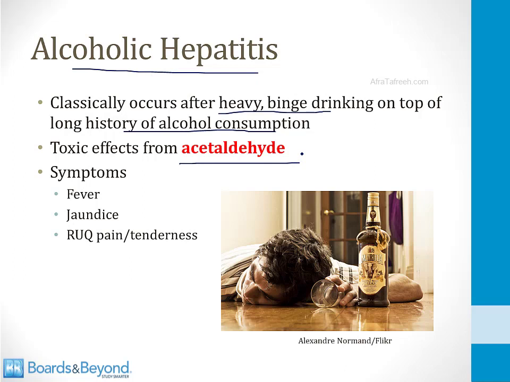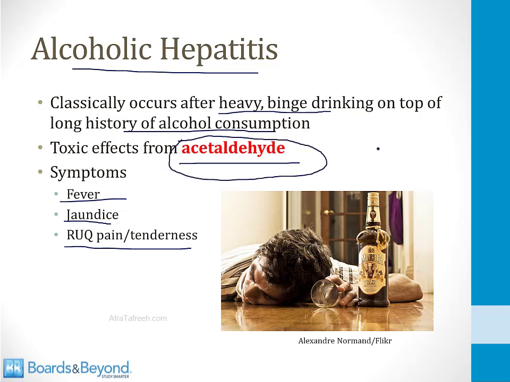So this will be a patient who goes out on a big binge of drinking and then presents with fever and jaundice and right upper quadrant pain and tenderness. They have acute hepatitis. And the reason they have this is because acetaldehyde has accumulated in their liver from heavy alcohol consumption.